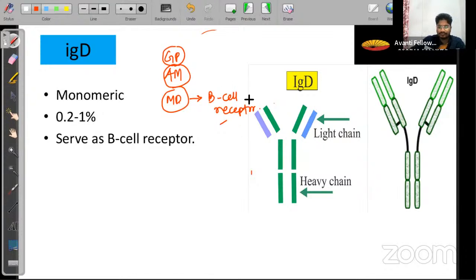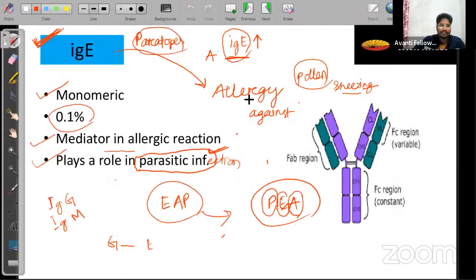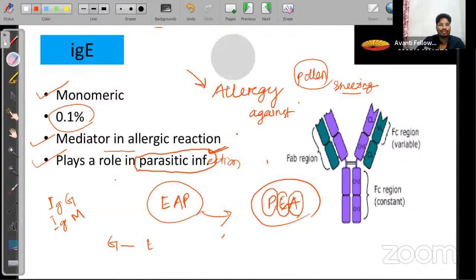Now let us move to IgE, the last one. IgE, that is the last one. Okay, about IgE, a question is asked from here.